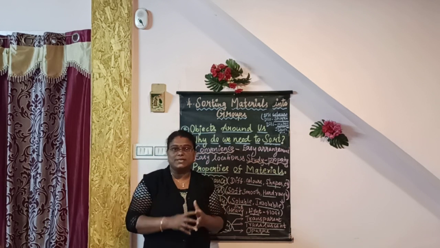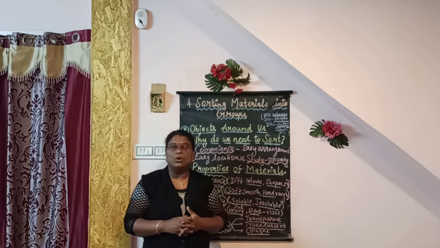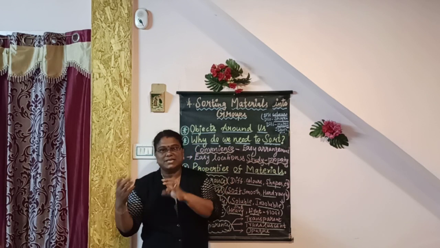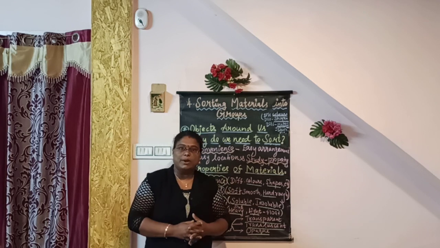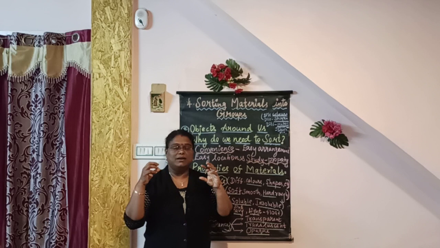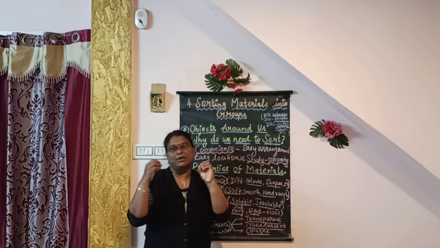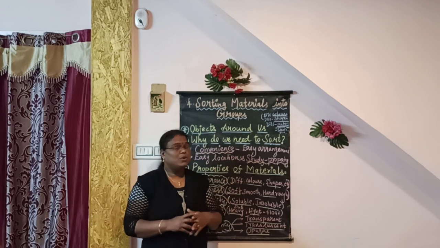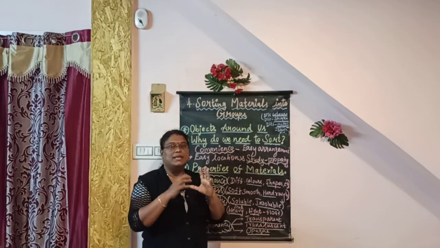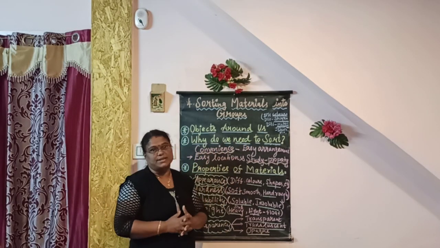And also the grocery things and spices and all, she will be putting in different bowls, like mustard in one bowl, fenugreek in one bowl, masala items in one bowl. So this helps her in easy location when cooking. So why do we need to sort materials into groups? That is for our convenience.